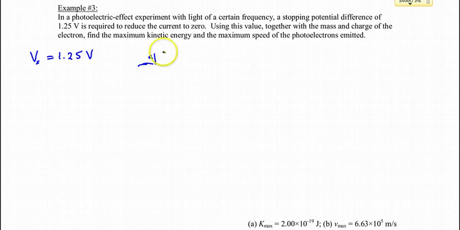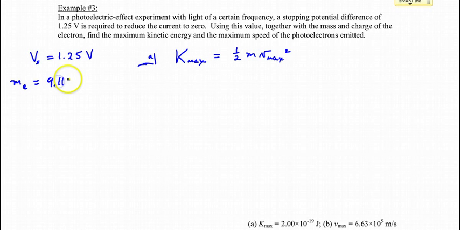Okay, in part A we're trying to find the maximum kinetic energy of these photoelectrons. Now you might think, well, if I knew the velocity, I could use 1/2 mv max squared. I suppose you could look up the mass of an electron, which is 9.11 times 10 to the power of negative 31 kilograms, but we don't know the velocity. In fact, that's what we're asked to find later on. We're going to be looking for the maximum kinetic energy, but we want to use this stopping potential.